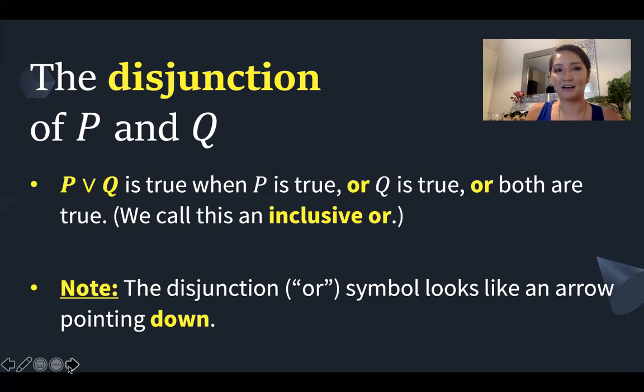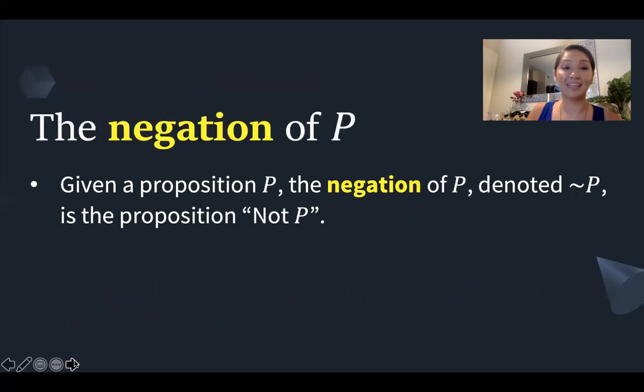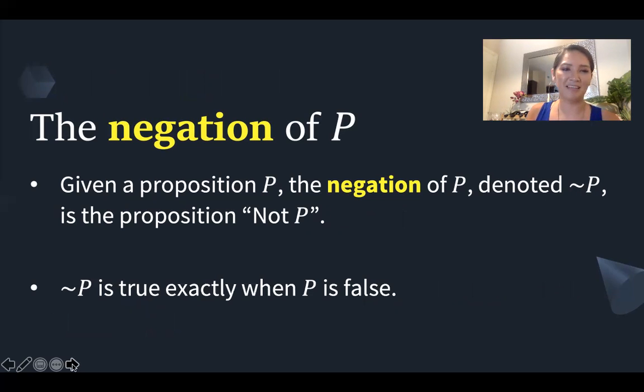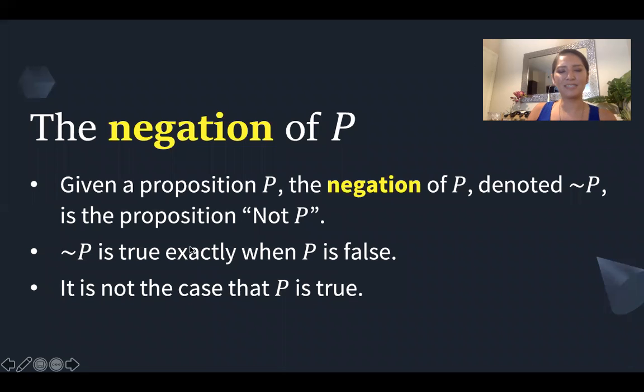And notice that the little arrow in between, that looks like a sort of greater than sign on its side, is pointing down. The negation of P is denoted by this tilde P. It's the proposition not P. Not P is true exactly when P is false. I remember reading that as a student and thinking, not P, what do you mean not P? The long form of that is, it is not the case that P is true. So whenever you see not P, think it is not the case that P is true.